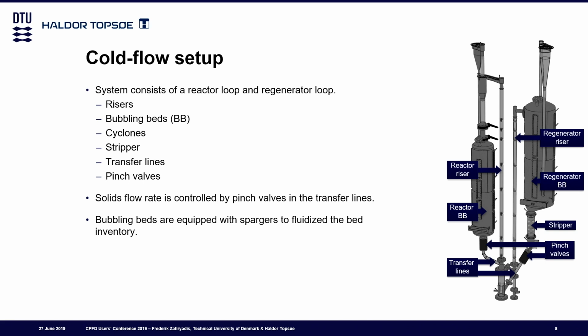Then we have sparges located at the bottom of the two bubbling beds. These are ring sparges to sort of fluidize the bed inventory. And we also have some simple sparges at the bottom of the reactor riser down here and below the stripper.